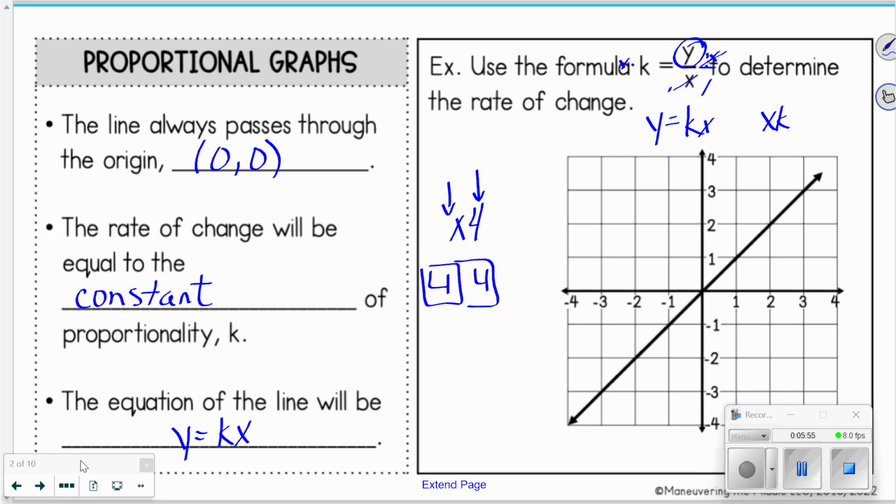Can I model 4x? Yes. I can. What's in my group? x. How many of those groups do I have? 4. So can I model this? Yeah. So is that okay?